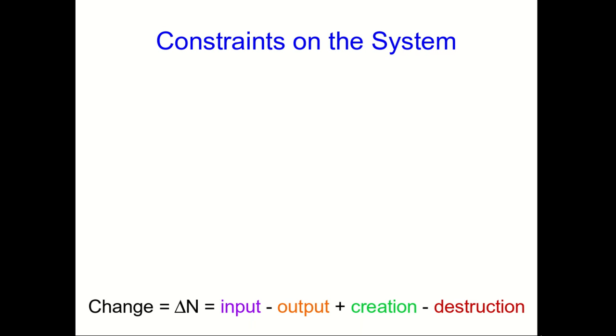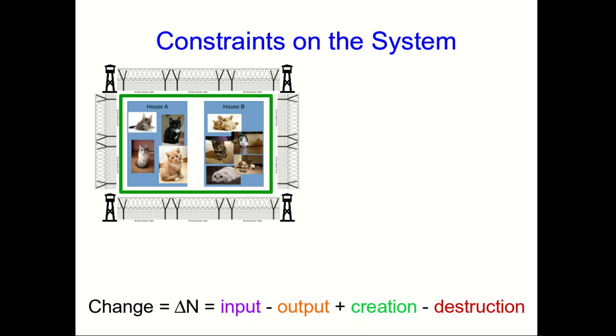Sometimes there are reasons to suspect that there are constraints on how changes happen in a system, and this can further simplify the accounting. So, for example, we might set up a situation so that input and output of cats in our system is impossible. If that happens, now our change between 2 times in the number of cats in our house is just going to be creation minus destruction.